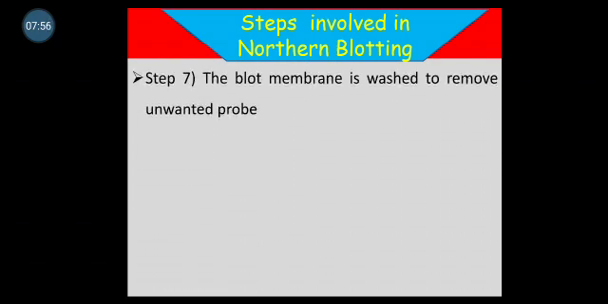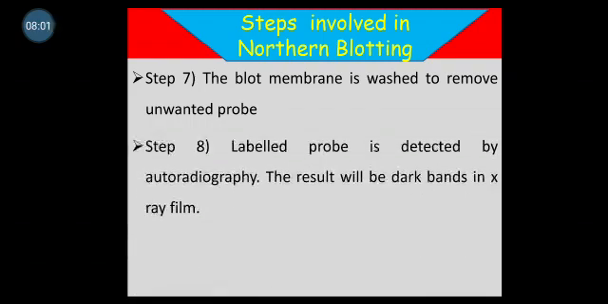The next step is that the blot membrane is washed to remove unwanted probes. The labeled probe is detected by autoradiography. The result will be dark bands on X-ray film. So these are all the steps involved in Northern blotting.